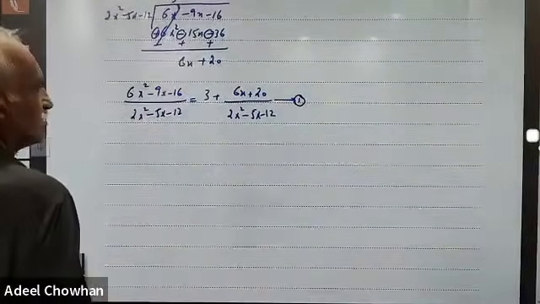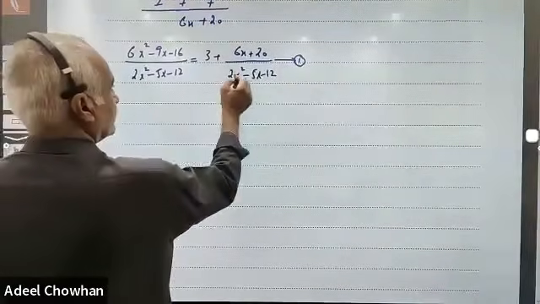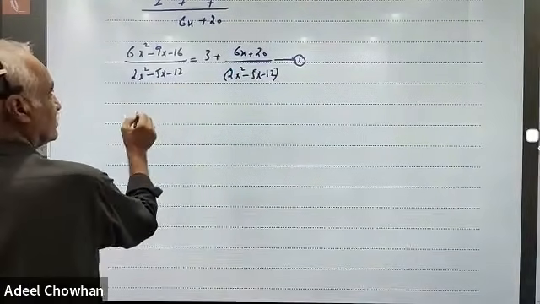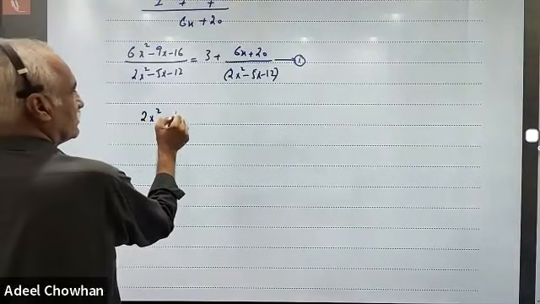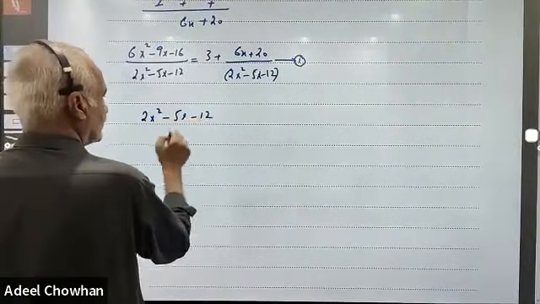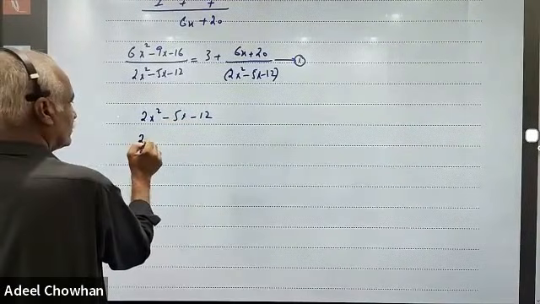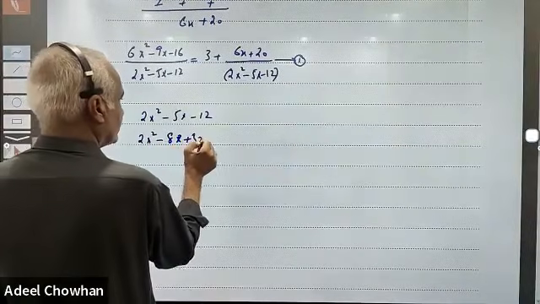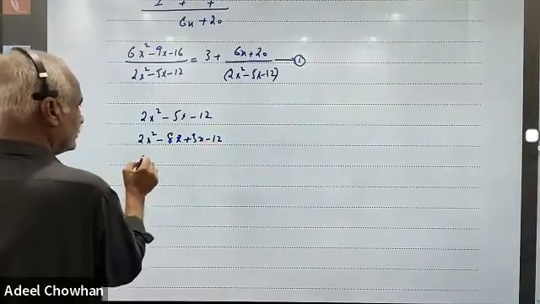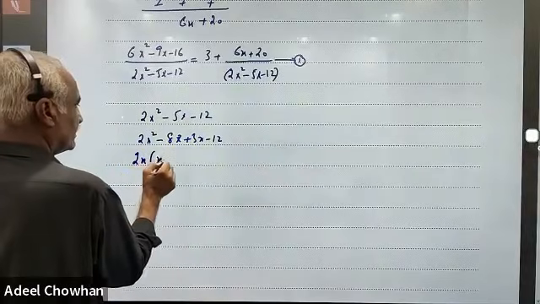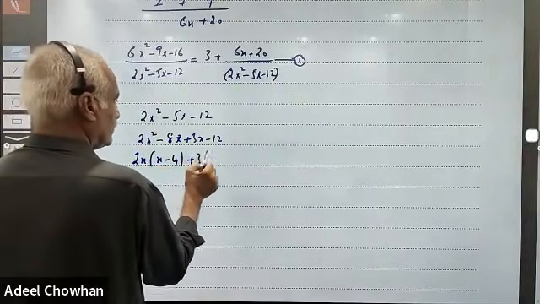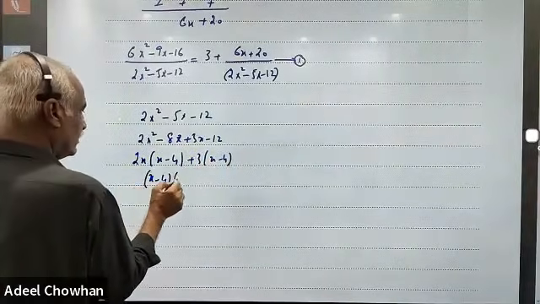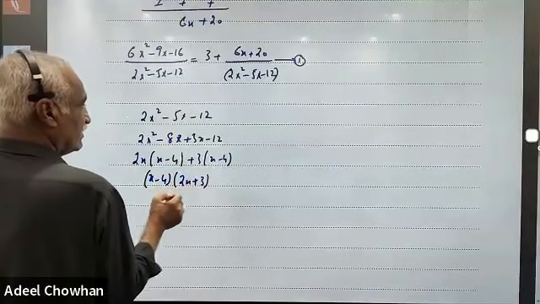Now, for this denominator, 2x squared minus 5x minus 12, we can write it in factorized form. So 2x squared minus 8x plus 3x minus 12. Here 2x is common in the first two terms, giving x minus 4, and 3 is common in the others, giving x minus 4. So it is equal to (x minus 4)(2x plus 3).